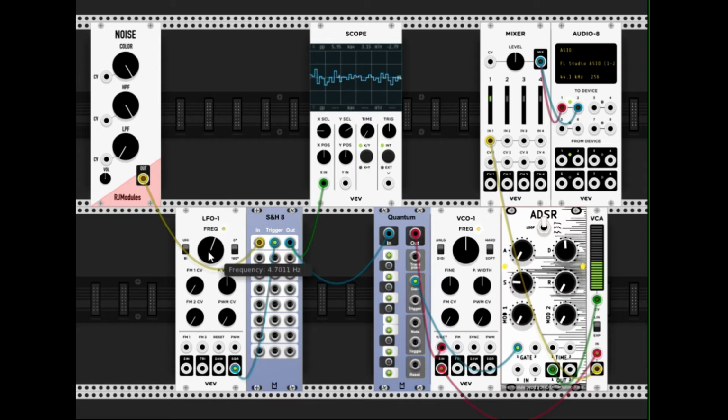I can increase it to make the changes more often, or I can reduce it to make the changes more seldom. Alright, so nothing special so far.